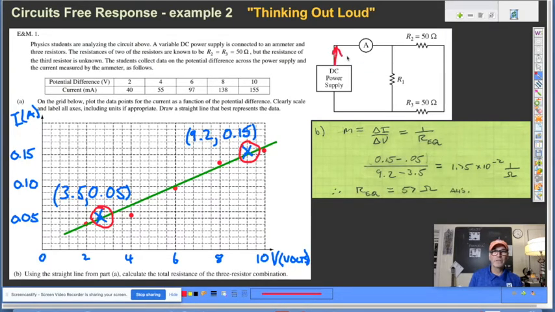Current leaves the battery, big I. The ammeter will be measuring those values. And here's the point of interest. At junction B, the current will divide into I2 and I3. The current through R2 is the same current through R3. The two are in series. And then the current through R1, let's call that I1.